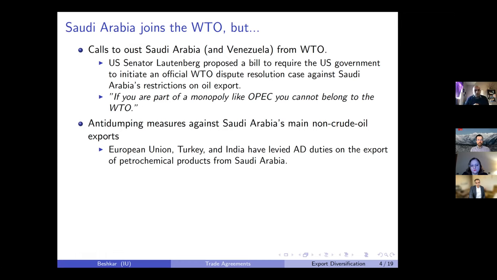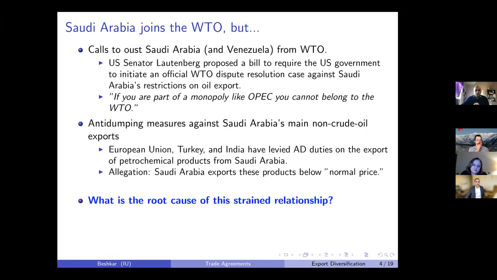Even after Saudi Arabia joined the WTO, it was facing many extra restrictions, like anti-dumping measures against its exports. Countries like the European Union, Turkey and India all imposed anti-dumping duties on the export of petrochemical products from Saudi Arabia, based on the allegation that the prices they charged were not normal prices. As you might know, in the WTO you have these extra protection measures that you can adopt in case export prices are below normal prices. And Saudi Arabia was not able to enjoy the kind of market access that it predicted to have after joining the WTO. So what is the root cause of this difficult relationship between oil exporting developing countries and the WTO?